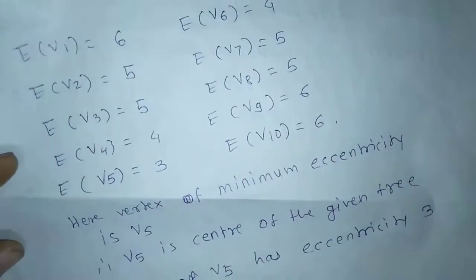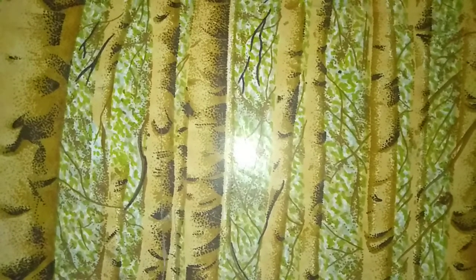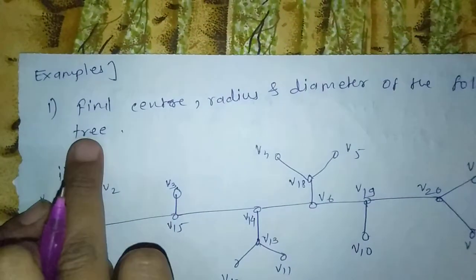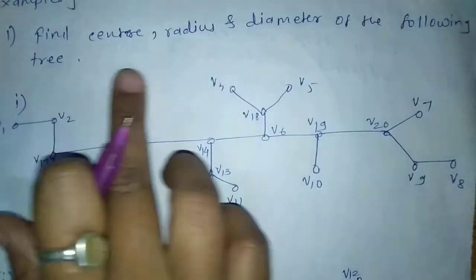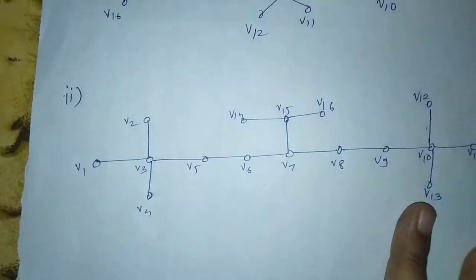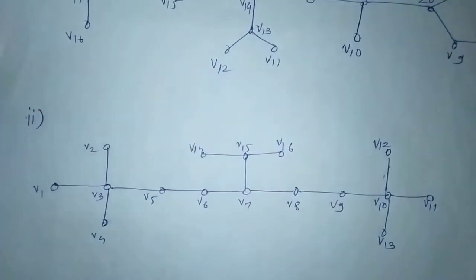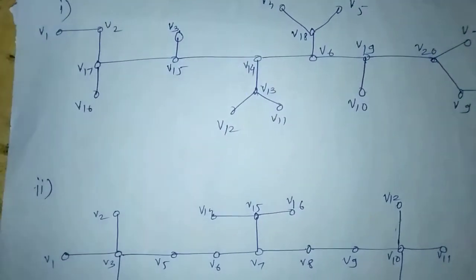So next, there is some example for your homework. Find the center, radius and diameter of the following trees. This is the first tree and this is the second tree. You have to find out the center, radius and diameter of these two trees.